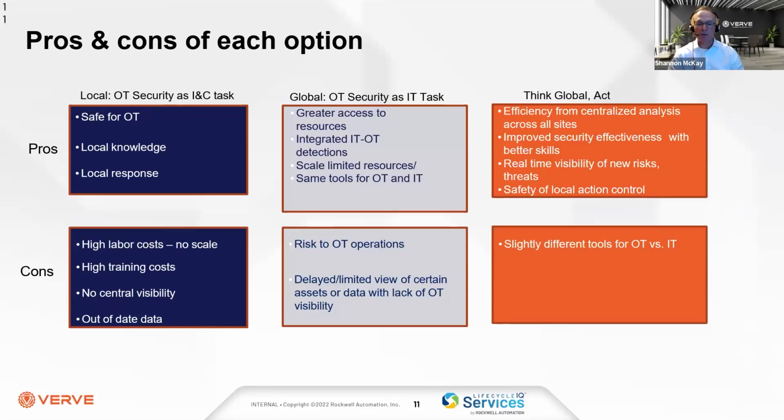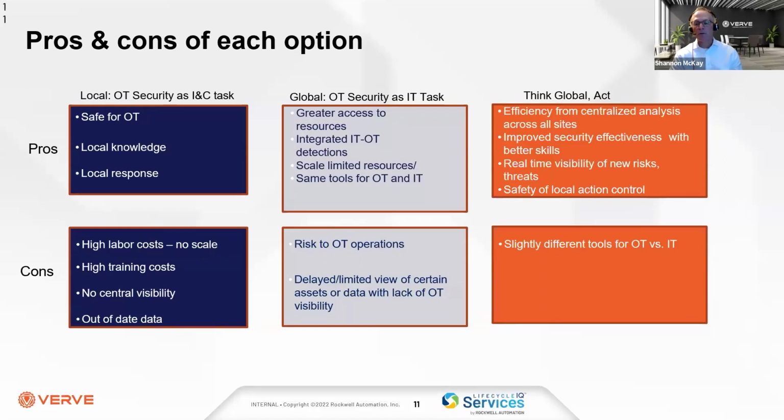From a global perspective, when you've got a centralized IT or even a centralized IT/OT team, there's greater access to resources, you can integrate across the two different domains, and you can scale the limited resources and tools across OT and IT together. That's a real positive. The cons to that side of it, or the minuses, are that sometimes you could put risk into the OT operational environment if we're not real cautious with respect to what's going on locally, and you can have delayed views, some latency, in the views of certain assets and data.